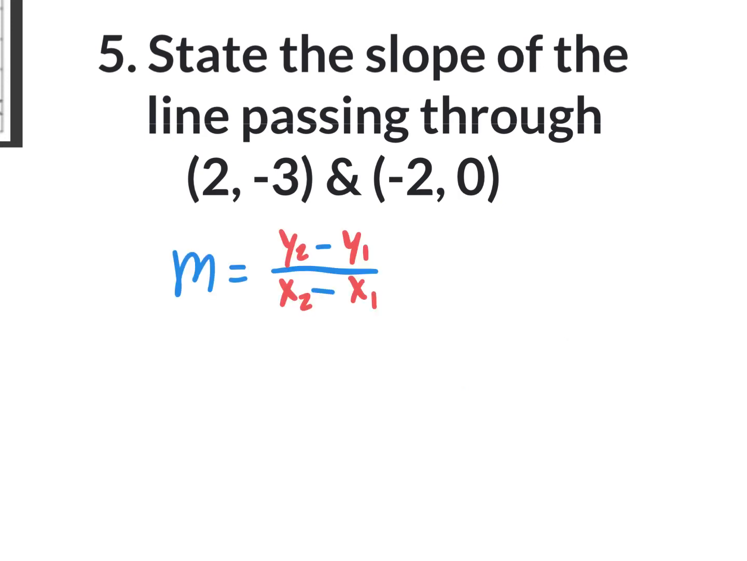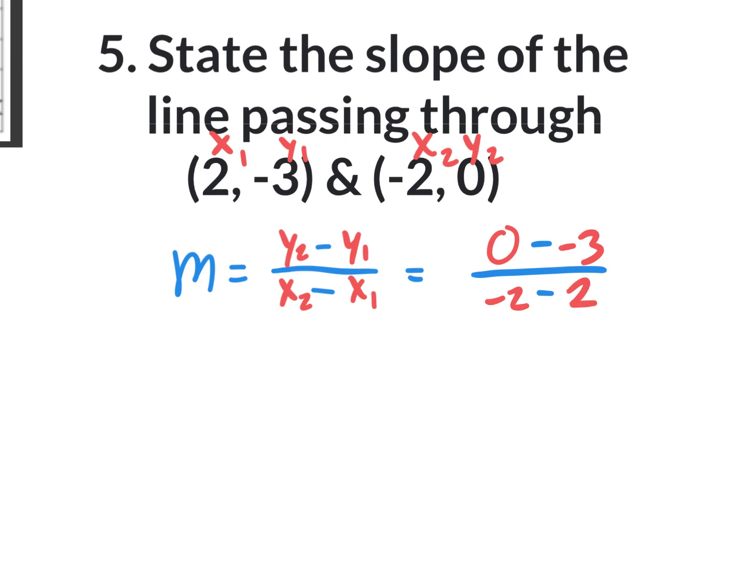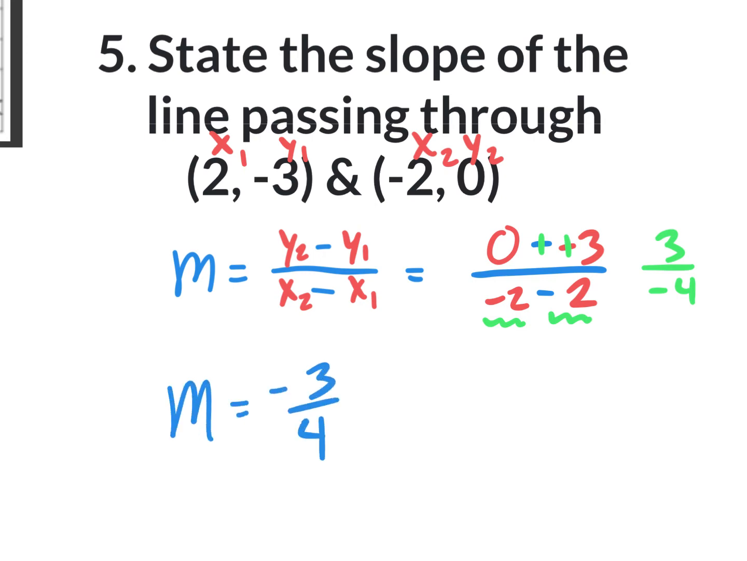And yet another question involving slope. Here's the slope formula. And we're going to plug the values into the blank formula. And where am I going to get those values? From the coordinates x, y, x, y. This is my first point. This is my second point. So y2 is 0, y1 is -3, x2 is -2, x1 is +2. Simplify the fraction, plus plus becomes 3. Down here, a -2 and a -2 is a -4. So our slope is -3/4. Okay, that's our answer. Let's move on.